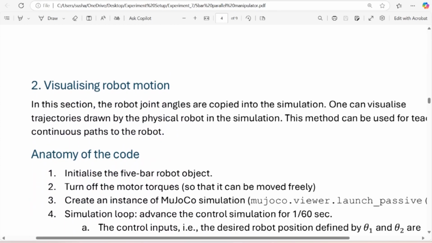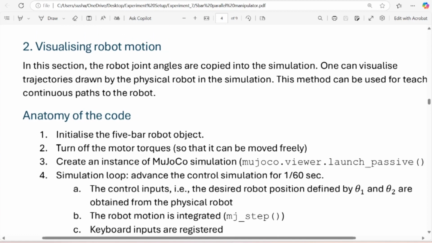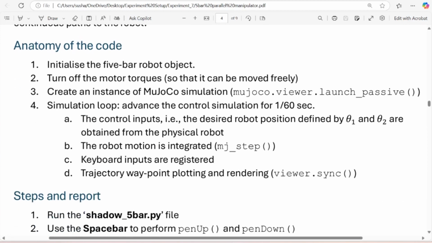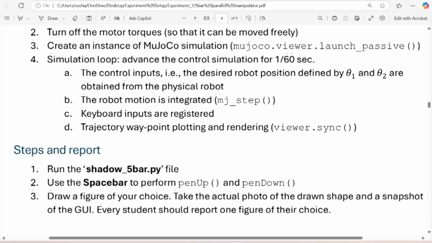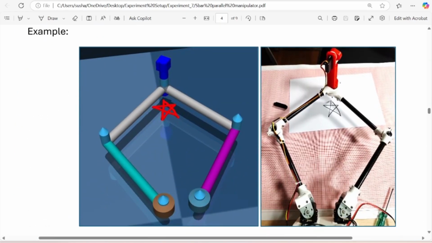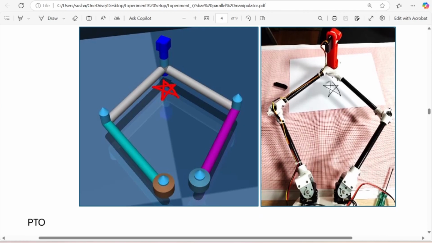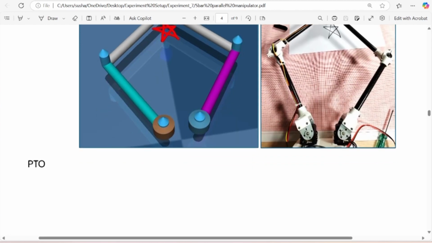The second part of the experiment is visualizing the robot motion. What we do is we run the program which will disengage the motors of the manipulator. There are two motors which you can see here at the base. If you disengage the torques of the motors, you can move the manipulator by hand. As is shown here, the person can move the end effector and draw a star. When it is drawing a star, you can record those points which it is covering by straight lines, and then play back that device. The device can play back exactly the same trajectory that has been taught. So this is the second experiment.